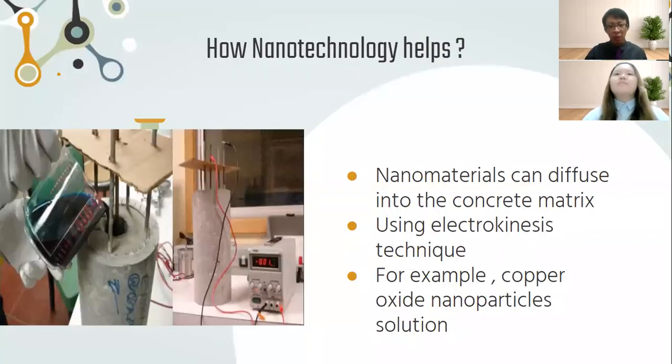By using nanomaterials such as copper oxide nanoparticle solution with the help of the electrokinetic technique, we can solve this problem. As we know that nanomaterial is very tiny, it can diffuse through the pores and into the concrete matrix, forming a strong protective layer. So this method will be better than the spray cleaning method.